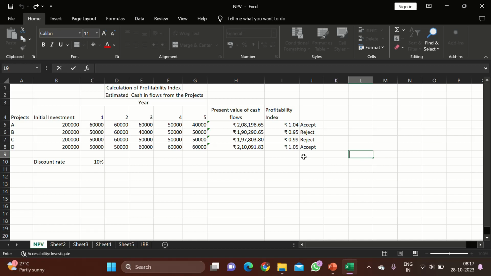So in this session we have seen how to calculate profitability index and what is the use of profitability index and how to accept and reject the project based on profitability index.